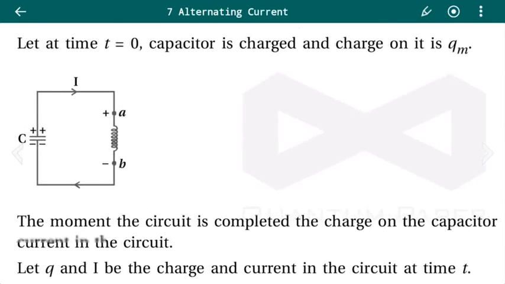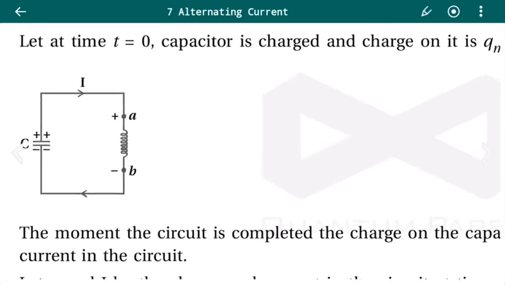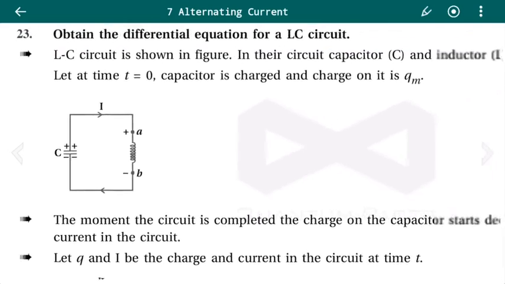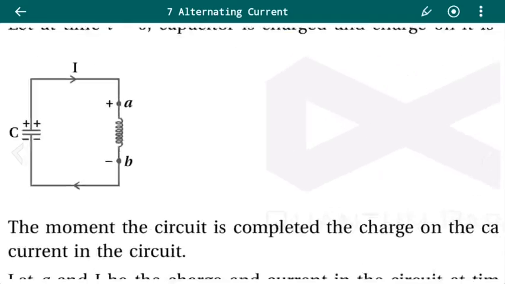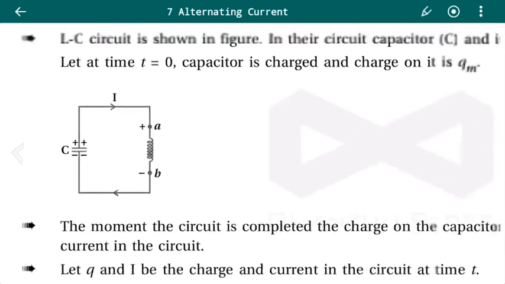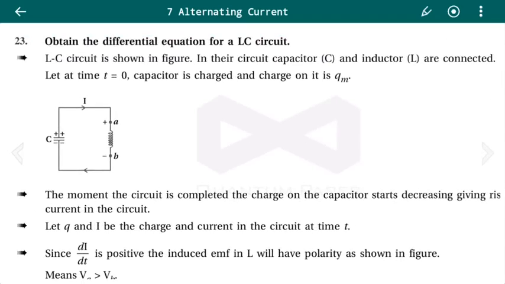That means initially let us consider the situation where the capacitor is fully charged. So we are taking at t equals 0, the capacitor is fully charged, and at that time Q equals Qm. That means the charge on the capacitor has its maximum value, that is Qm.